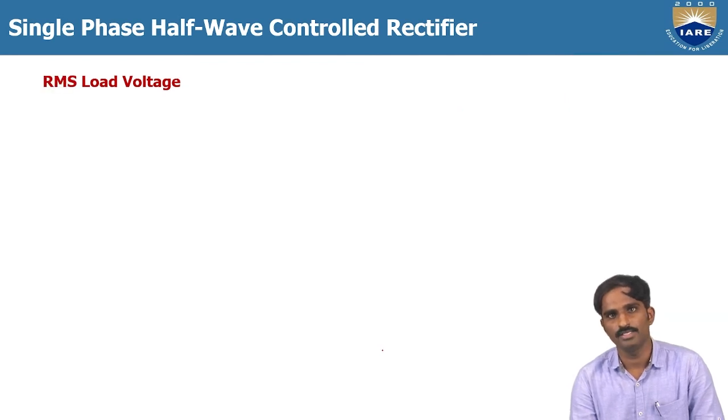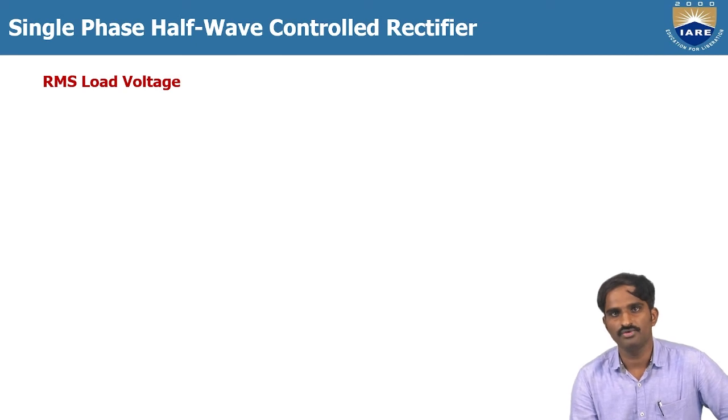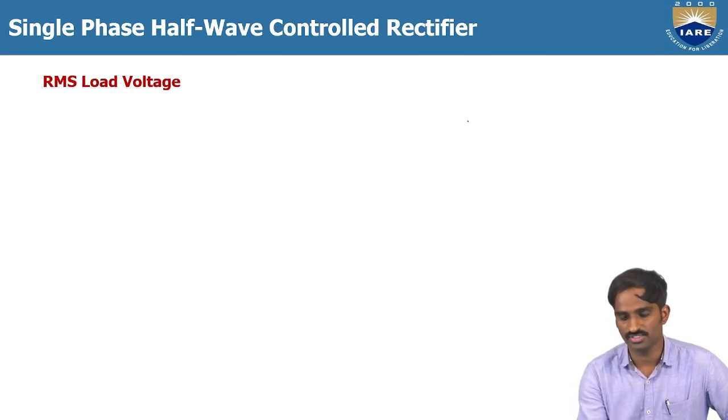Then how to find the RMS load voltage? Then again from the standard equation in case of RMS voltage of a sine wave. So let me consider the voltage VRMS, which is equal to again 1 by T.